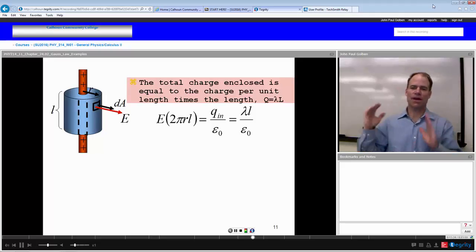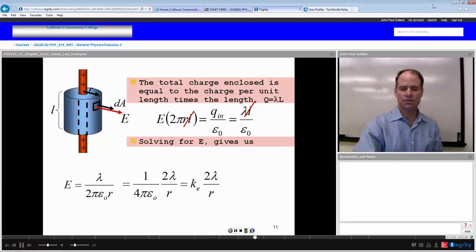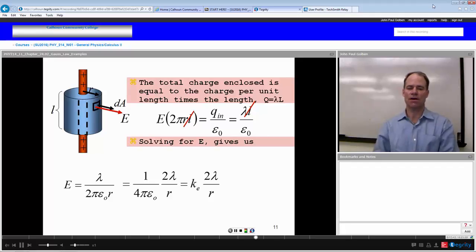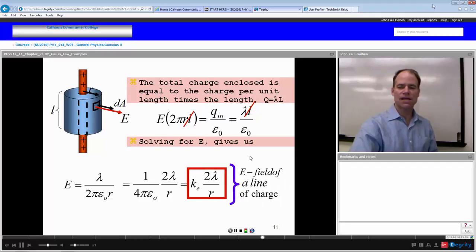I can get rid of an L on both sides of this equation. And now I have that the E field is equal to lambda over 2 pi epsilon naught r, which I could write as 1 over 4 pi epsilon naught, 2 lambda over r, which will be our k electric, 2 lambda over r. K, 2, and lambda are all constants, so my E field is dropping off as 1 over my distance r. This is the E field outside of a line of charge.